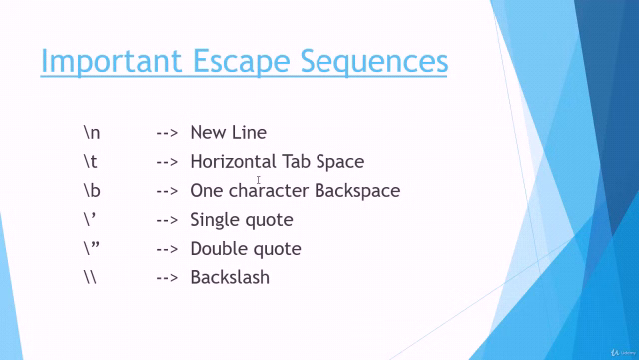Next one is single quote. If you want to print a single quote in the string, you use the slash and then write the single quote, and this will print a single quote on the screen. Moving to our next, I have the double quote. If I want to print a double quote on the screen, I first of all type the slash and then the double quote. This will print a double quote on the screen. And at the end we have backslash. If I want to print a backslash, then I add two backslashes. That means I print the backslash on the screen.